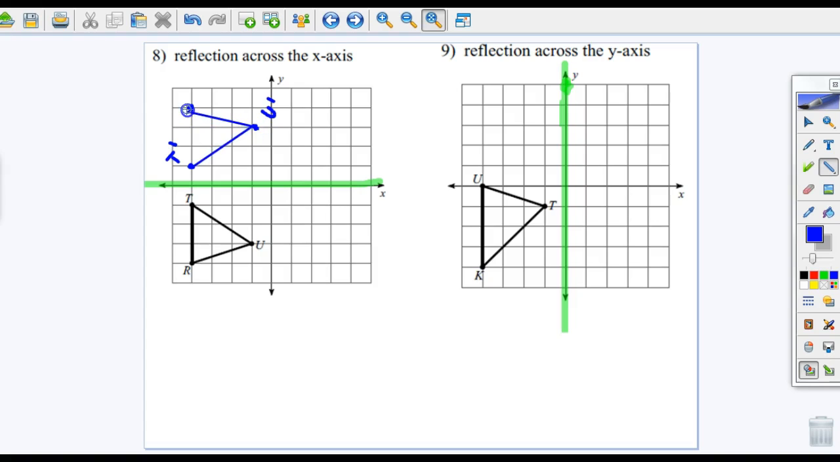Let's just draw some lines to connect them. Here, here, and there. Okay, go ahead and do number 9 on your own. I'll check it tomorrow in class, if you remind me.